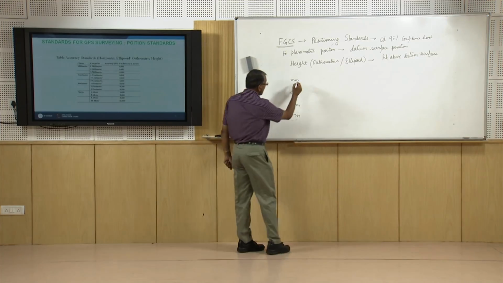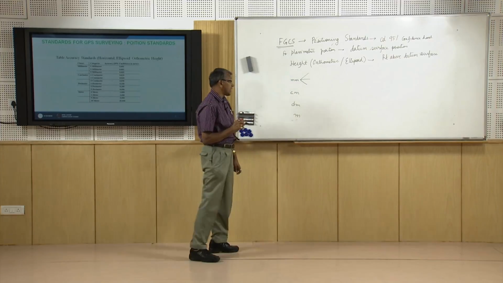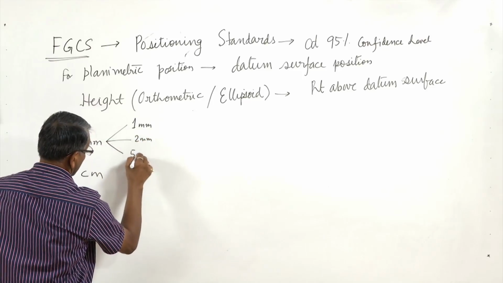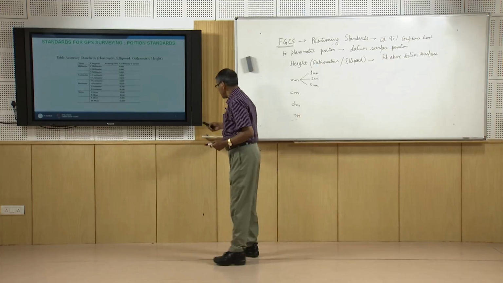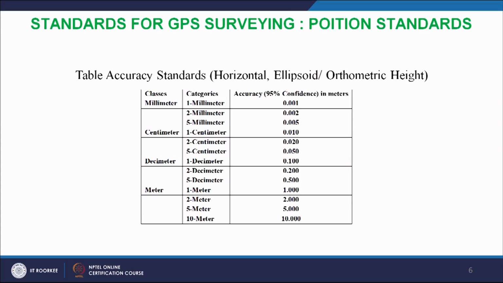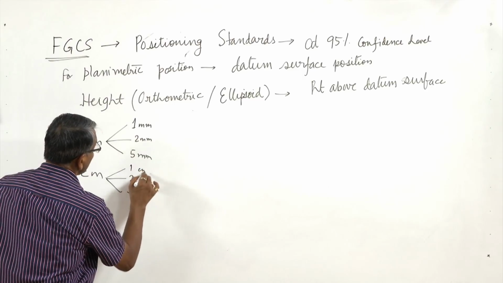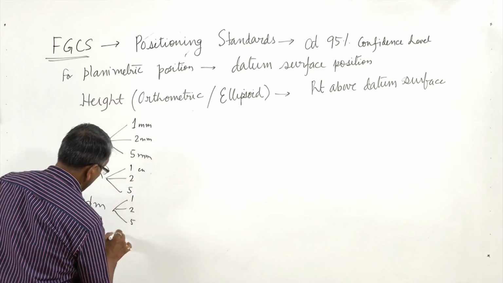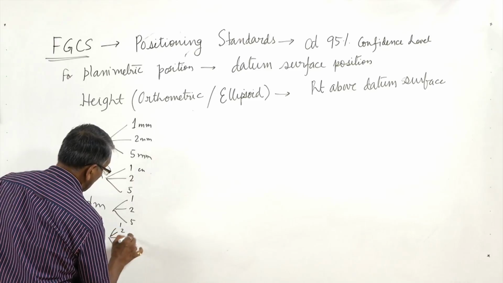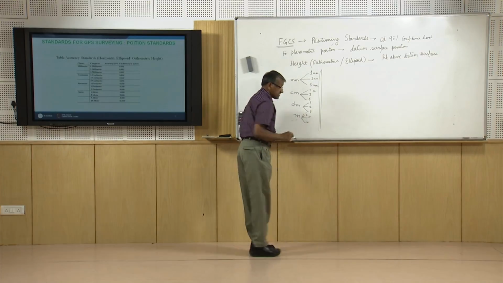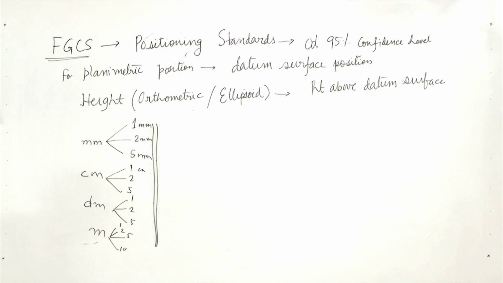So, out of this again they have decided to have 3 under millimeter: 1 millimeter, 2 millimeter, 5 millimeter. Like that you can see here centimeter 1, 2 and 5 centimeter, decimeter again 1, 2 and 5, but in meter it is 1, 2, 5, 10 meter. So, this is the way how they have given the standard. This is for the point position.